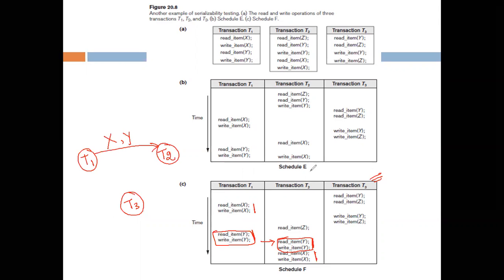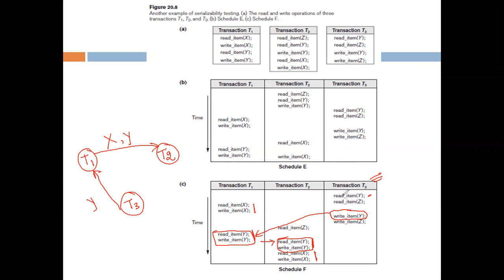Next, there is no z in transaction 1, so it doesn't occur. Now look at transaction 1 and transaction 3. Transaction 3 is reading y, and here it is writing the value y. Whereas transaction 1 is reading and writing y at later terms. So it is transaction 3 that is first dealing with variable y. So there will be an edge from 3 to 1 on y.